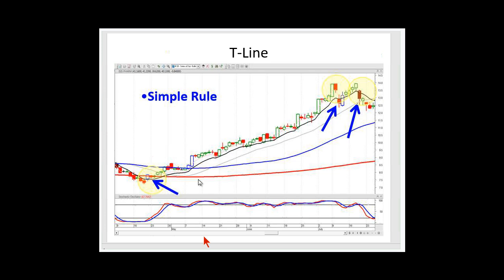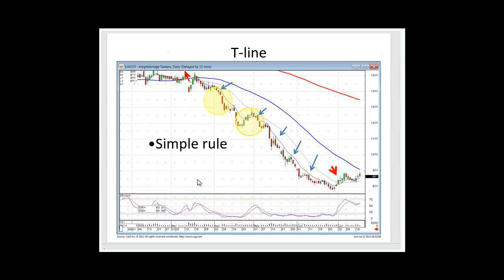And there's a simple T-line rule that if you see a candlestick buy signal and a close above the T-line, you can stay long until you see a candlestick sell signal and a close below the T-line. Conversely, if you see candlestick sell signals and close below the T-line, you can stay short until you see a candlestick buy signal and a close back up above the T-line.